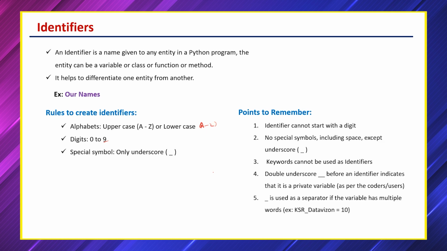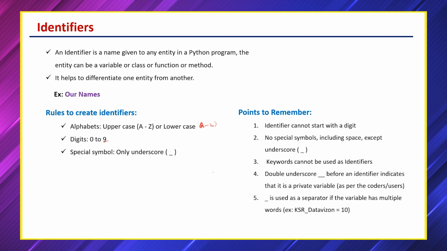But an identifier cannot start with a digit. What are the digits? 0 to 9. It cannot start with anything from 0 to 9. The only special character allowed is underscore.